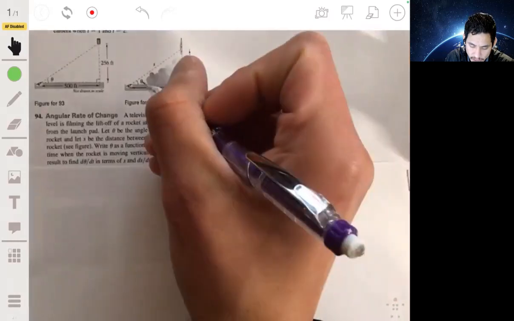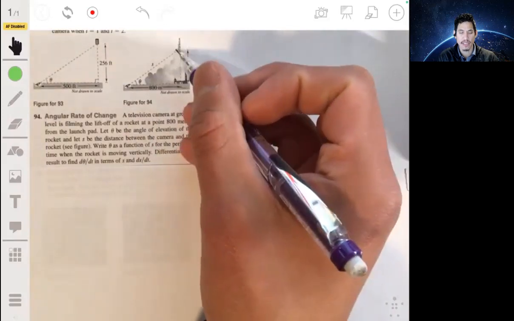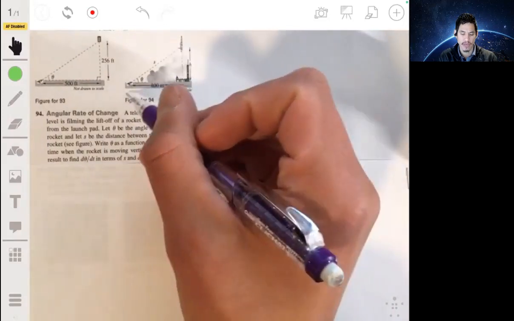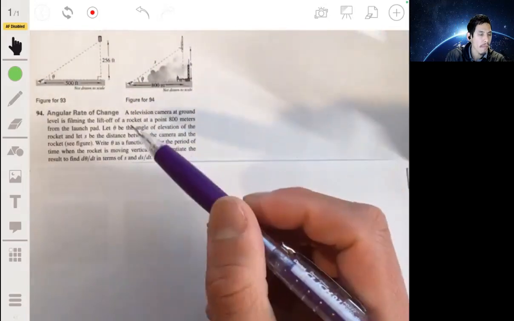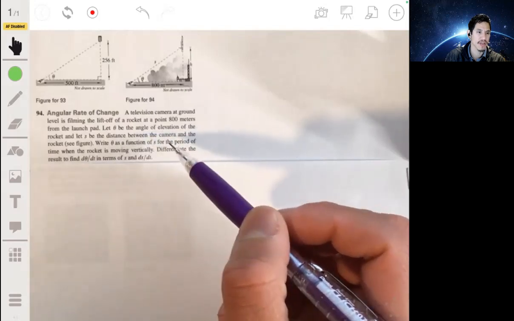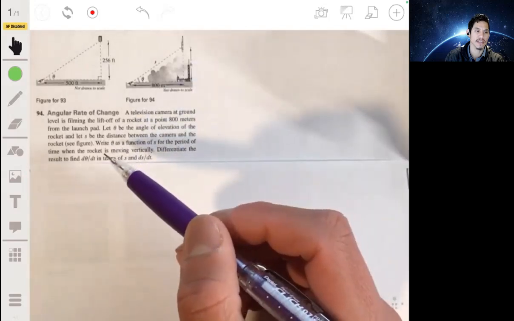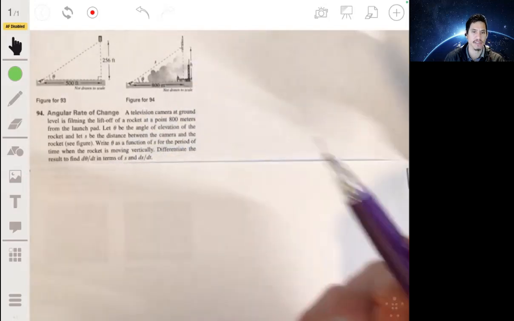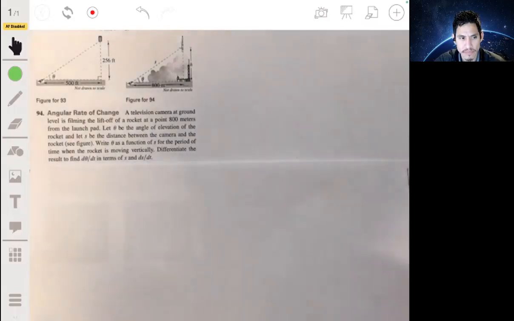And so we're gonna have theta be the angle of elevation. So this guy right here. It basically describes how the rocket is elevating relative to how the camera will have to shift its angle to view it. So we're first going to write theta as a function of s for the period of time when the rocket is moving vertically. Then we're going to differentiate this result to find d theta dt in terms of s and ds dt. Okay, so this is kind of going back to how you learned related rates in chapter 2, and then also how we can use the inverse trig functions to give equations for an angle.